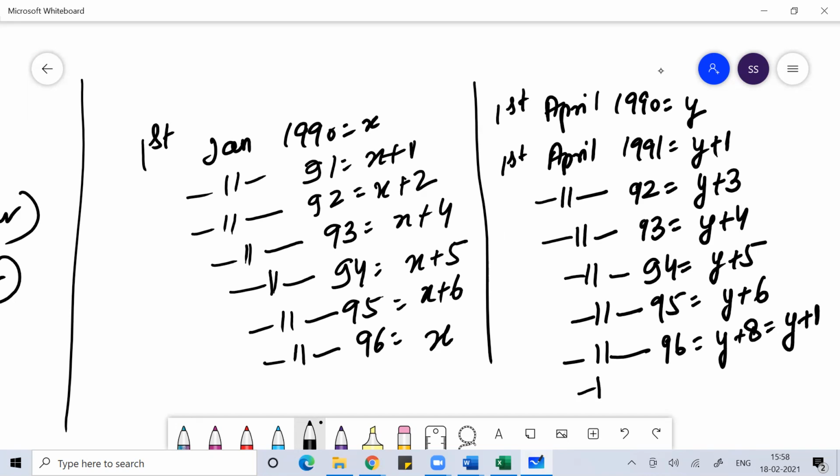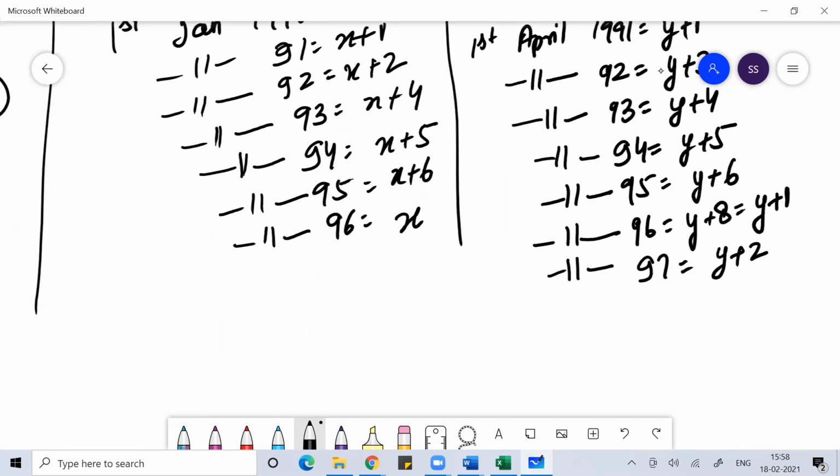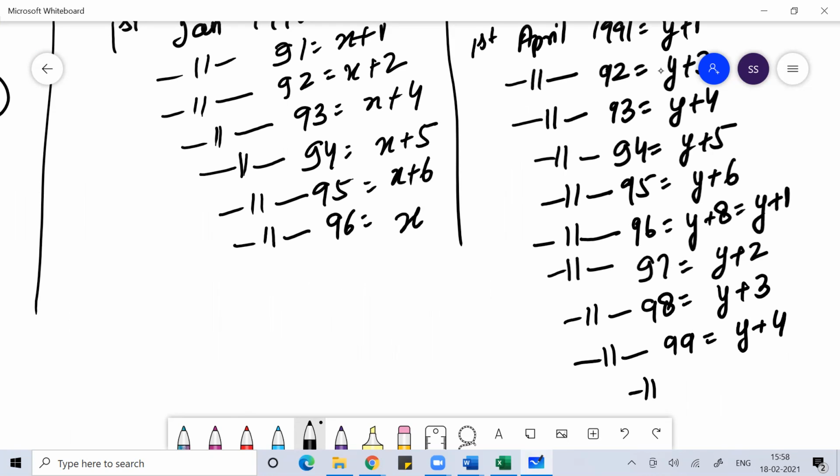If you take 1st April 1997, then this will be Y plus 2. 1st April 1998 will be Y plus 3. Then 1st April 1999 will be Y plus 4. Then 1st April 2000 will be Y plus 6. Then 1st April 2001 will be Y. So the answer for this will be 2001.